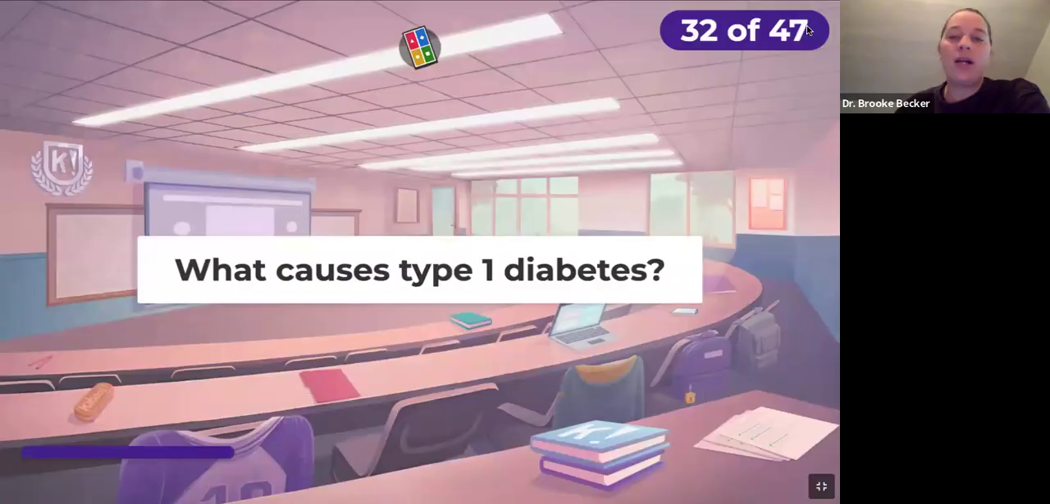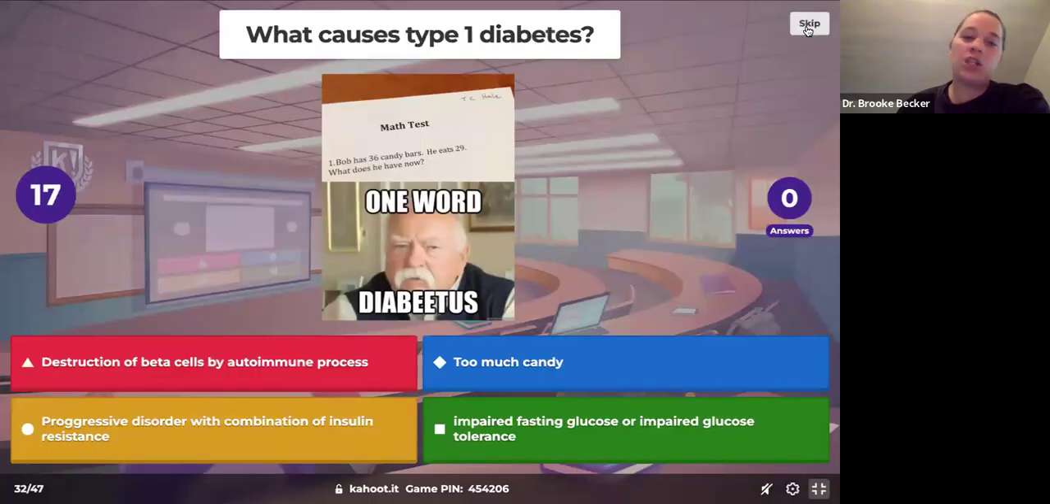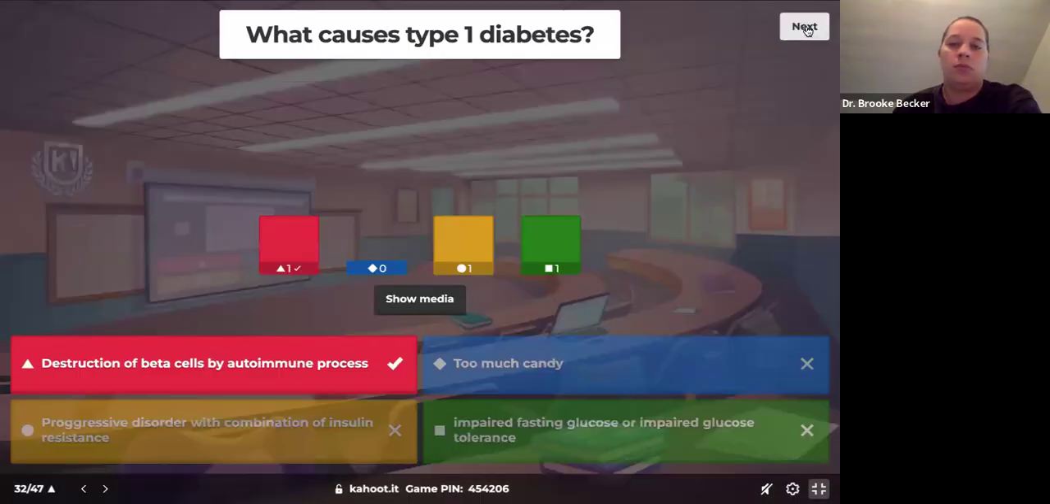What causes type 1 diabetes? Destruction of beta cells by autoimmune process, too much candy, or a progressive disorder with a combination of insulin resistance, impaired fasting glucose, and impaired glucose tolerance. Yes, so it's a destruction of the beta cells.